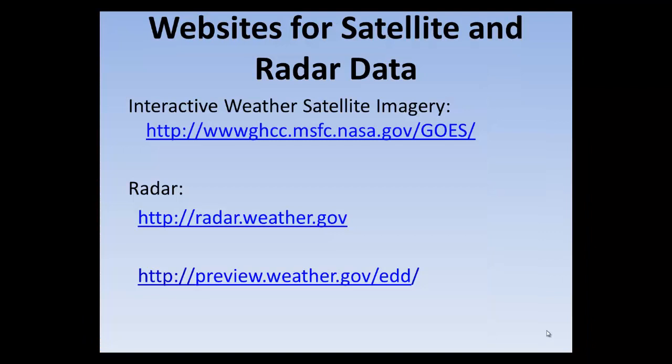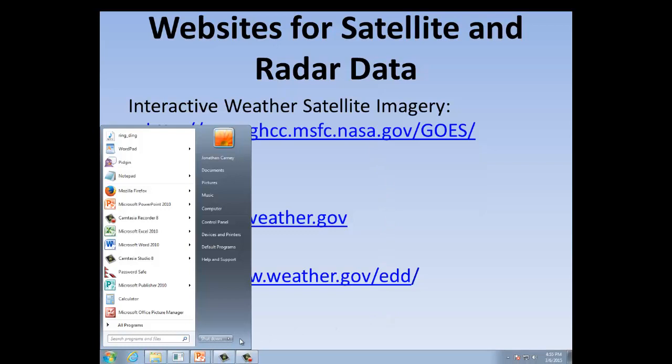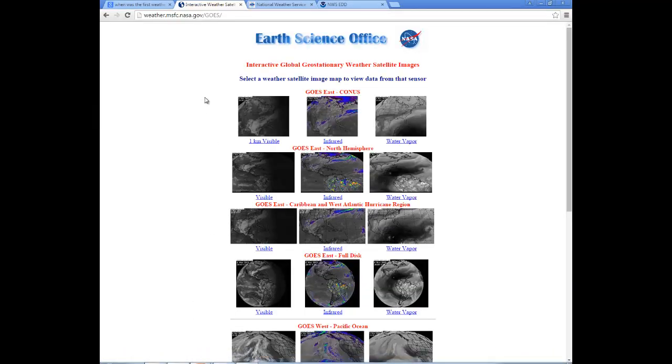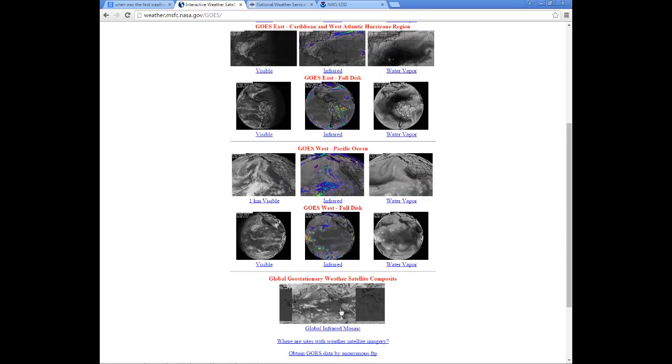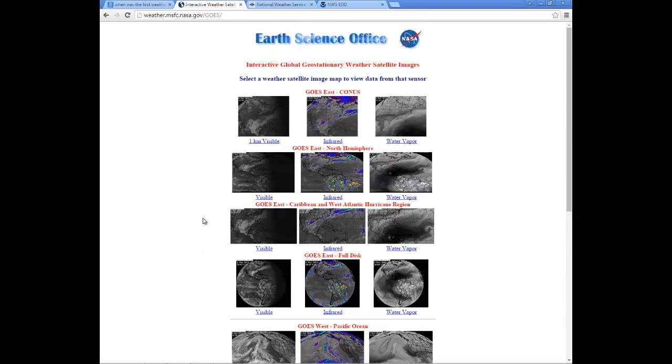Wanted to show you real quick a few sites where you can look at some radar and satellite imagery. My absolute favorite site for satellite imagery is the GHCC site from NASA, and I'll go ahead and show that to you now. When it comes up, you get a choice of infrared or visible or water vapor imagery from GOES East and GOES West, full disk imagery, and there's some global imagery as well. I'll just show you how to use the site here real quick. It's a little bit of a learning curve, but it's not too bad.